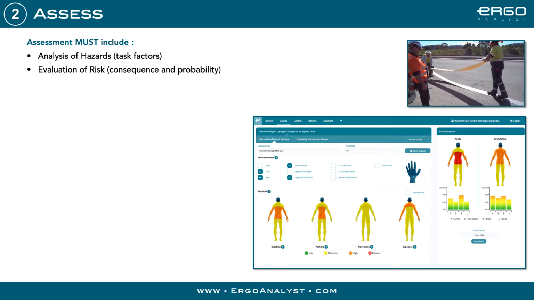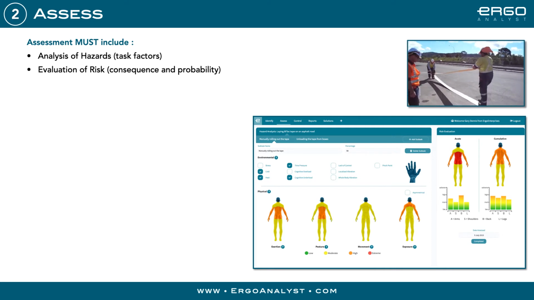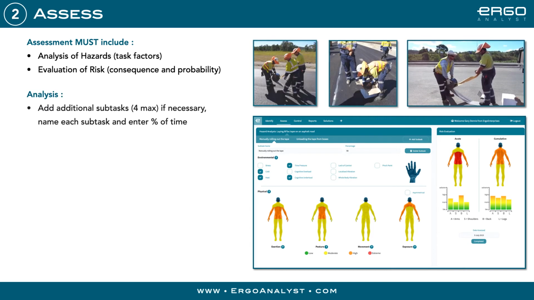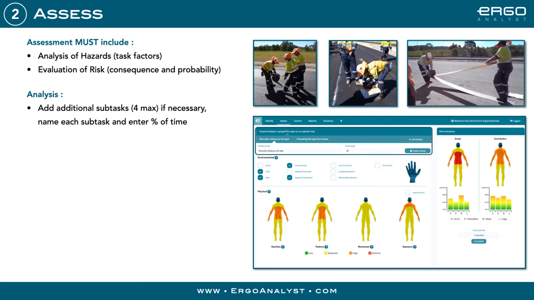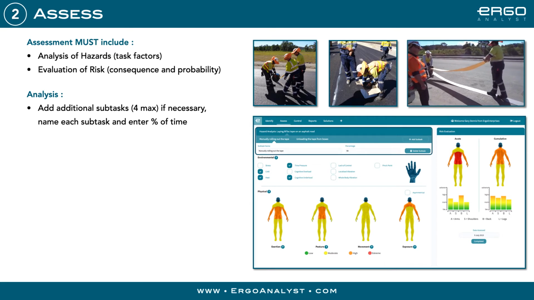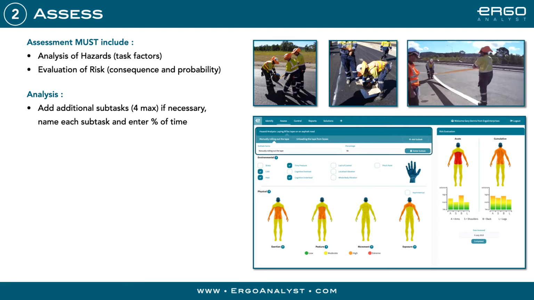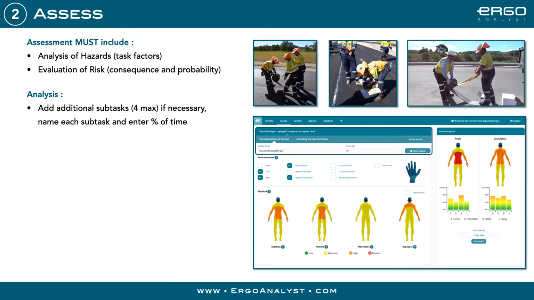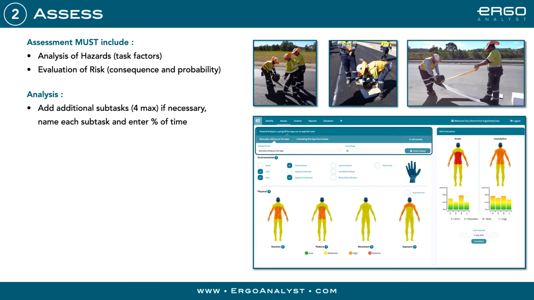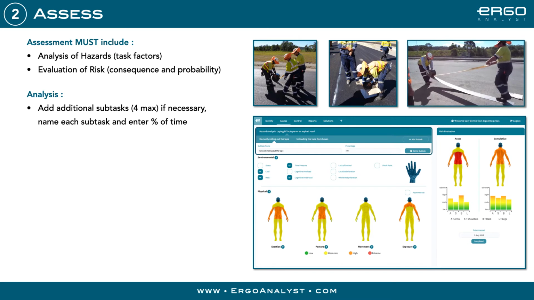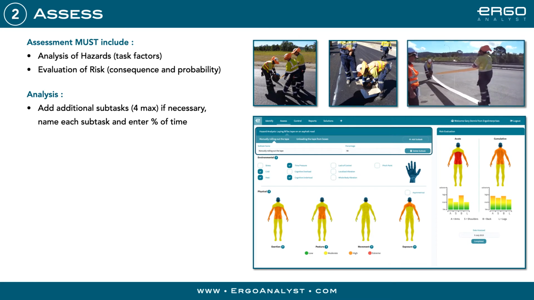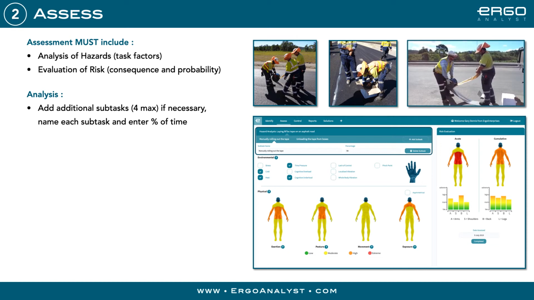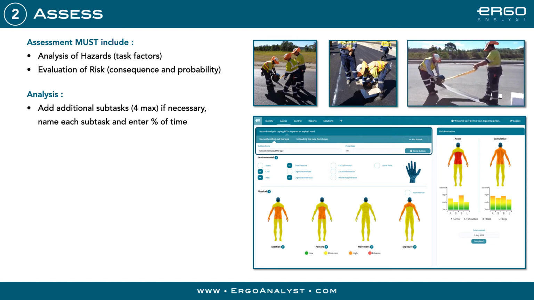The first step in the analysis of the task is to determine if the task needs to be broken up into subtasks. For example, in this case, there are two subtasks associated with rolling out the tape and unloading the next tape from the box. It is also very important that you give each subtask a percentage of time comprised of the overall task, which adds up to a total of 100%.